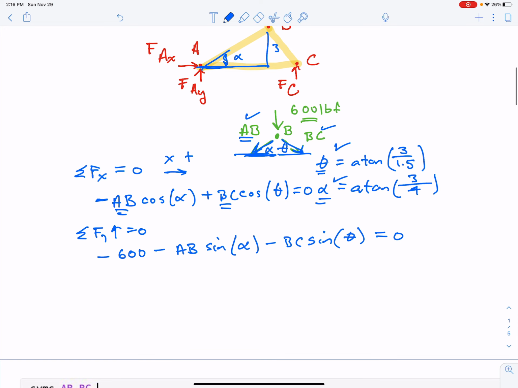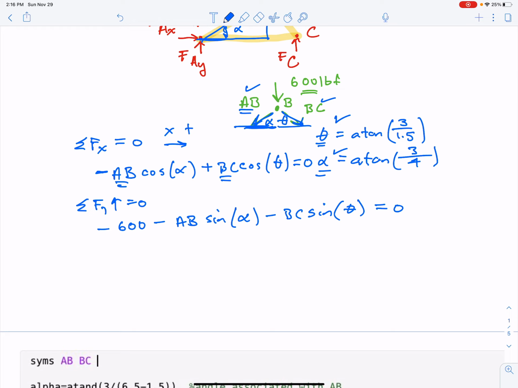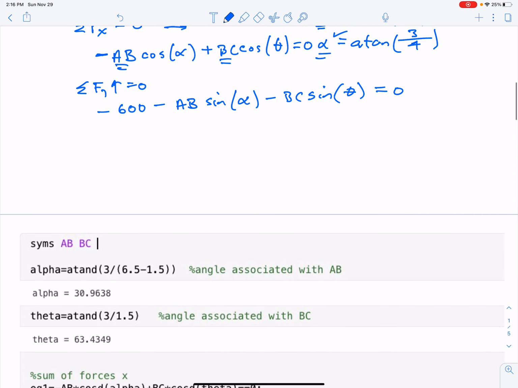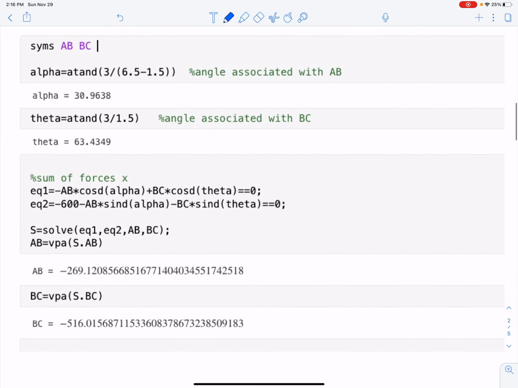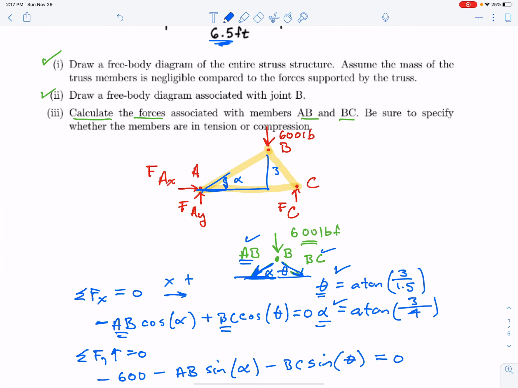You can do that in a number of ways. You can do elimination, you can do substitution, you can use Cramer's rule, but at this point it just becomes solving these equations. I'm not going to cover that part because I feel like solving is something you already know how to do. But I did include the Matlab code so you can see these are the equations I wrote: minus AB cosine alpha plus BC cosine theta. Same here for the next equation. You solve these and you get minus 269 for AB, minus 516 for BC. Remember, these were shown pulling away from the joint. The arrows in the free body diagram are away from the joint.